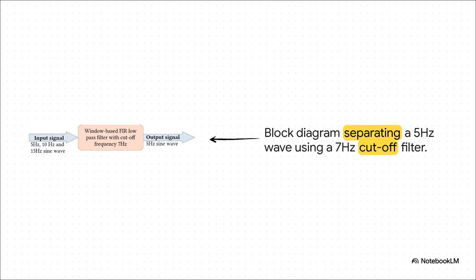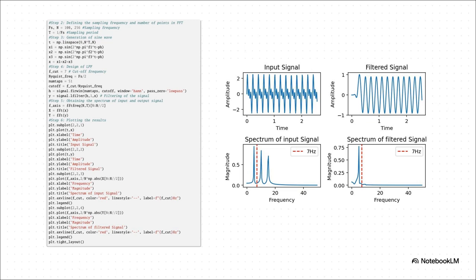So how do we translate that theoretical concept into Python? First, we use NumPy to generate our time axis and those 3 sine waves at 5, 10, and 15 Hz using np.sin. And then we literally just add them together. Now to build our filter, we leverage scipy.signal.firwin. We give it 51 taps, which is just the order of the filter, and we specify our 7 Hz cutoff using a Hanning window. Then we apply this newly built filter to our messy signal using signal.lfilter.